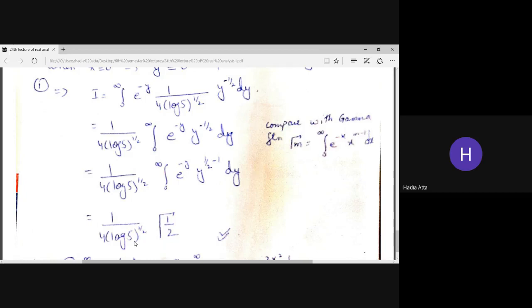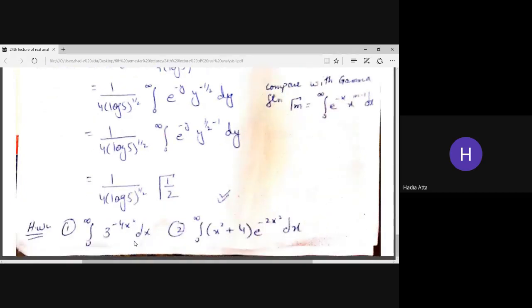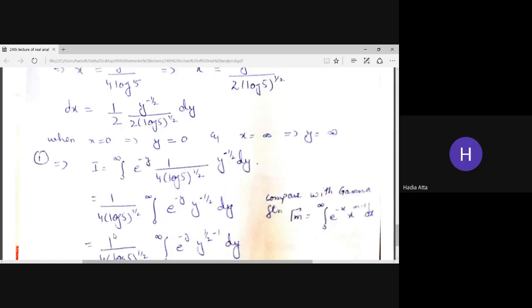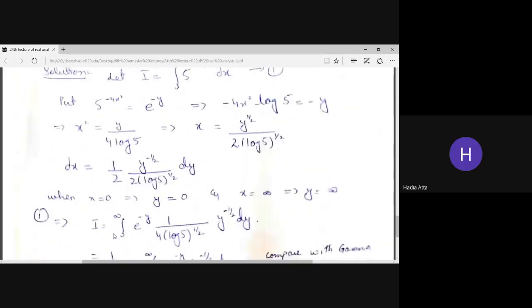Okay, so I hope there is no problem in this question, and now you have homework. Question number 1 is the integral from 0 to infinity of 3 raised to the power minus 4x squared dx, and another question is the integral from 0 to infinity of x squared plus 4 into e to the power minus 2x squared dx. This is the same as question number 4, this one, related to this question.